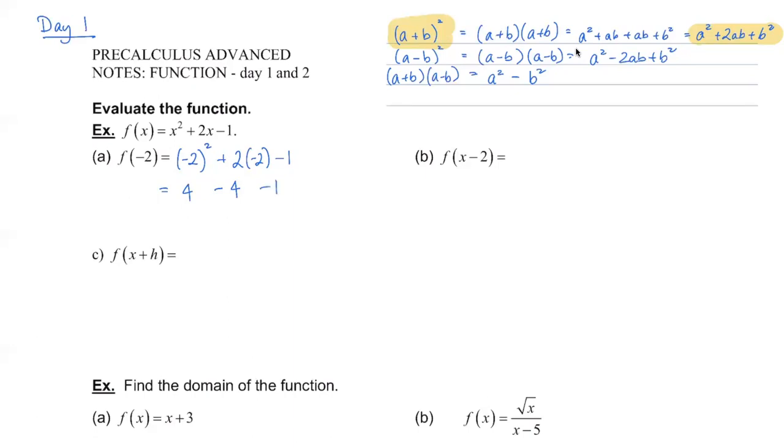And then we have -1. We are very delighted to see 4 minus 4, which is 0, and then -1. So the final answer is just -1. Wonderful, easy stuff.